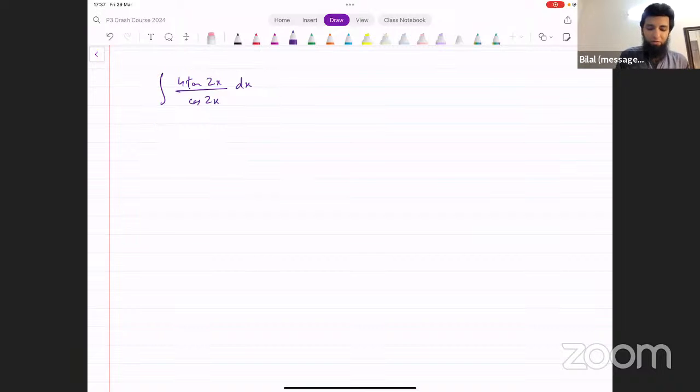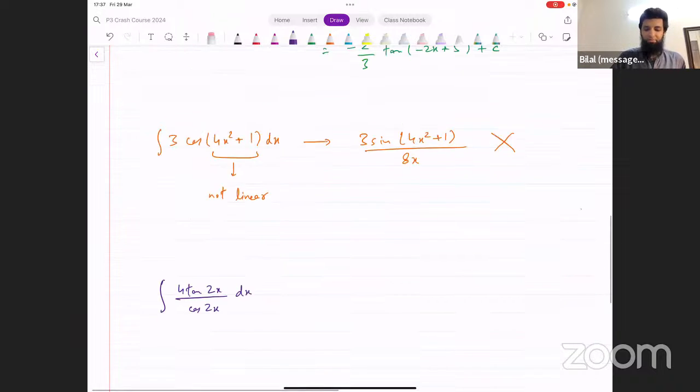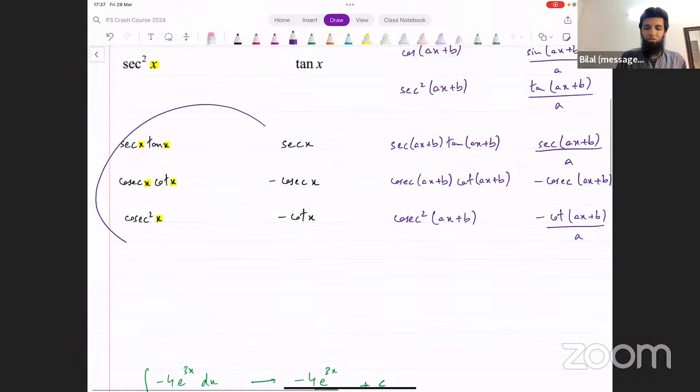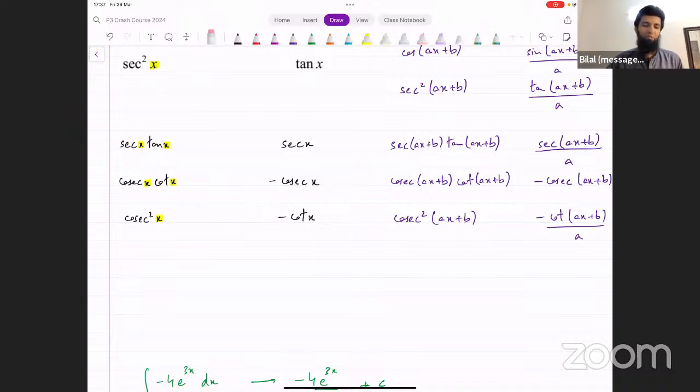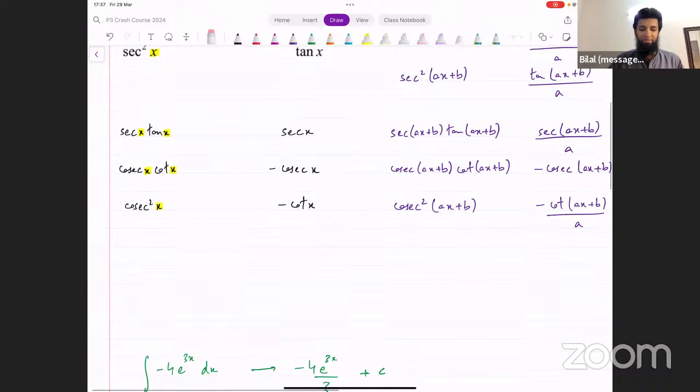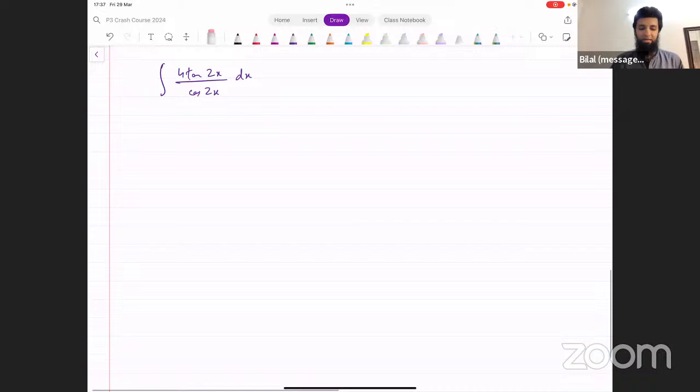Now, there's no way to integrate this unless you know these rules, or you'll have to figure out these rules yourself, right? That is possible, as in to derive these rules yourself, but it's very improbable that we'll be able to do that in the limited time that you have during the exam, right? So maybe outside the exam, you could figure it out yourself, but during the exam, you have to use that rule now. Otherwise, you can't figure this out. 4 tan 2x divided by cos of 2x.